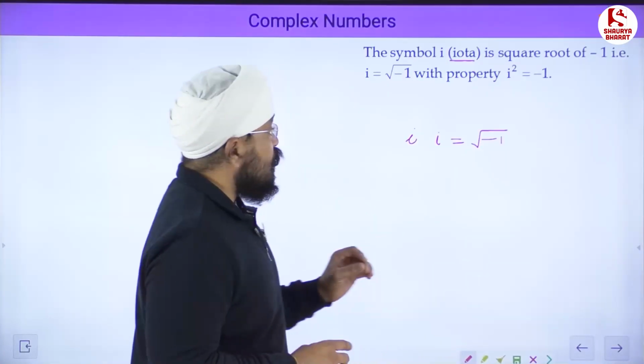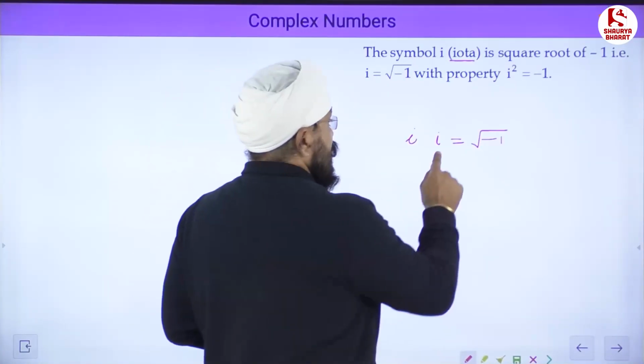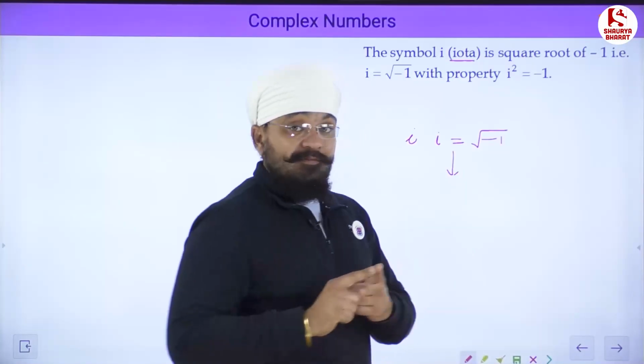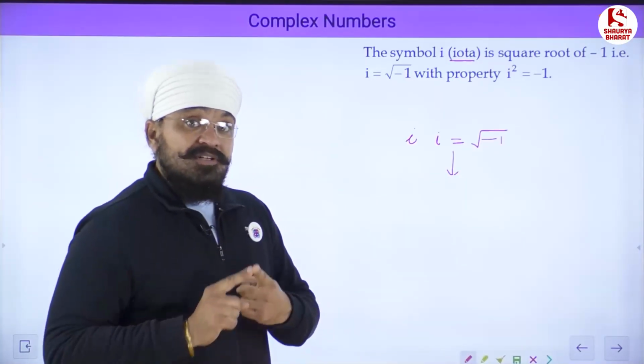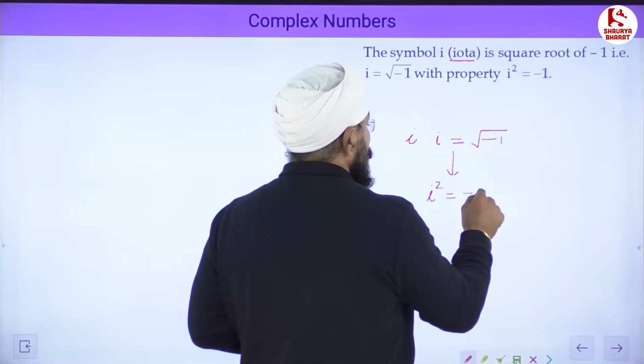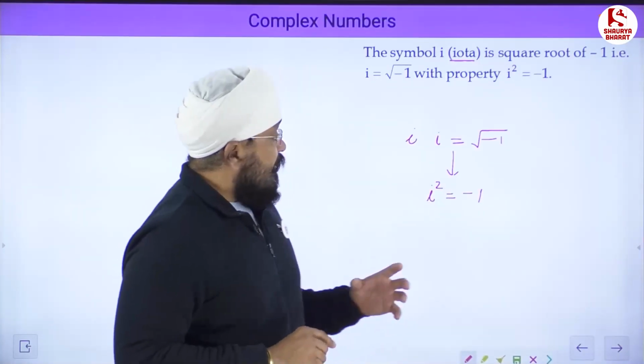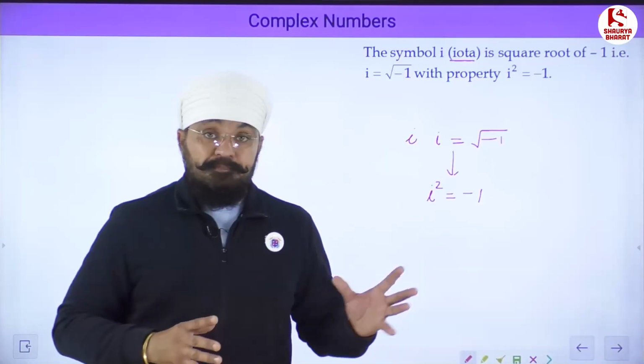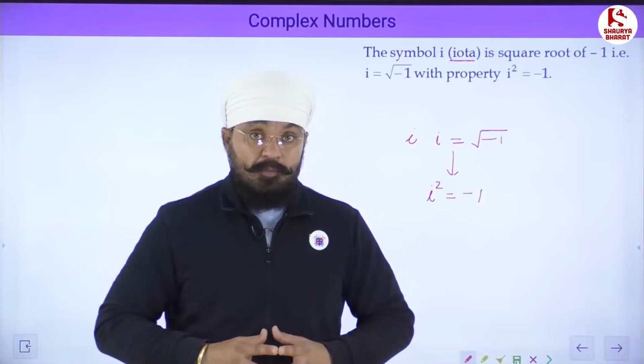First we should know the basic concepts, because here we know how to get rid of that square root. We are going to do squaring. Now when we go for squaring, iota square is equal to -1. So there are important properties of this iota. Let's go for those properties.